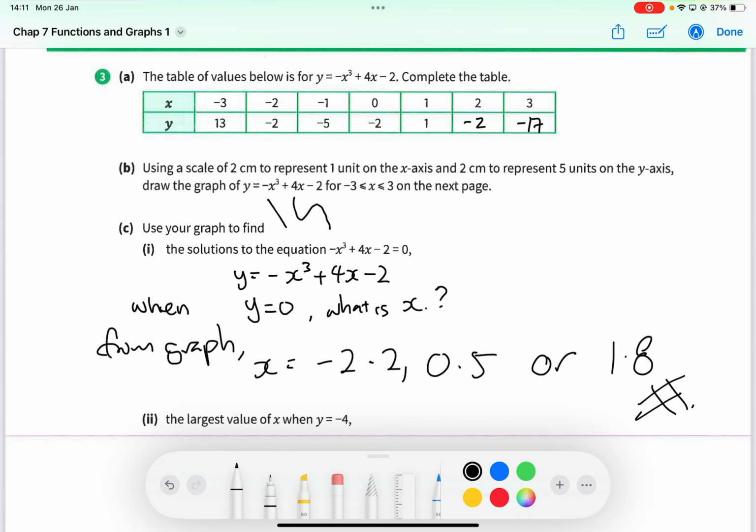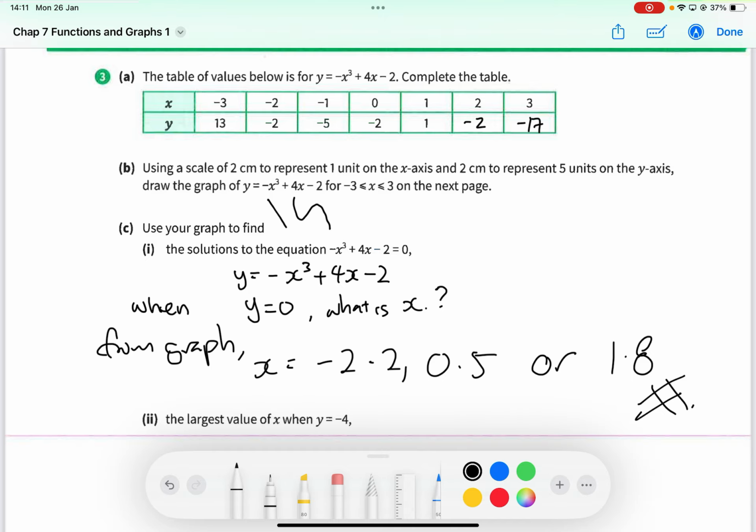Okay? Because 2 cm is 5 units on the y-axis. So I know my y-axis, I want it to be in 5s: 15, 10, 5, 0, negative 5, negative 10. Then I need to cover until negative 20, so that my negative 70 can fit in. Okay? Then after that, I plot my graph.